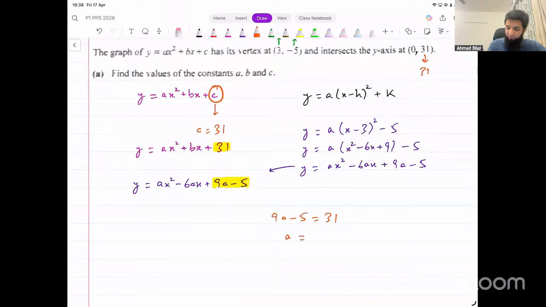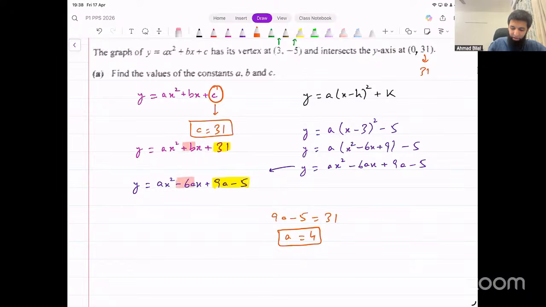What's the value of a that we get from this? 36 over 9, that is 4. So the value of a is 4. C was 31 that we found earlier. Compare the coefficients of x. What are they going to be? Coefficient of x here is b and the coefficient of x here is minus 6a.